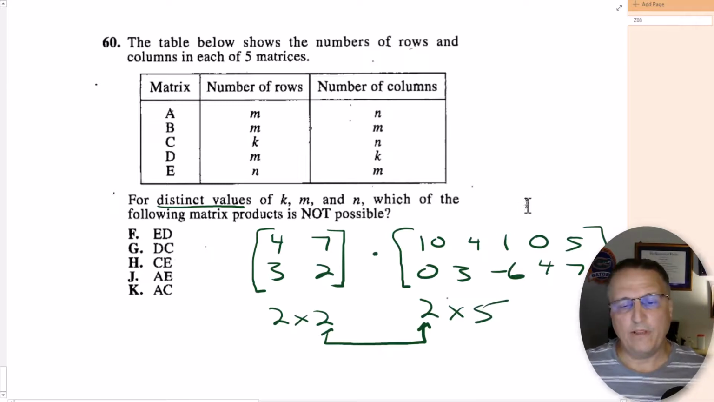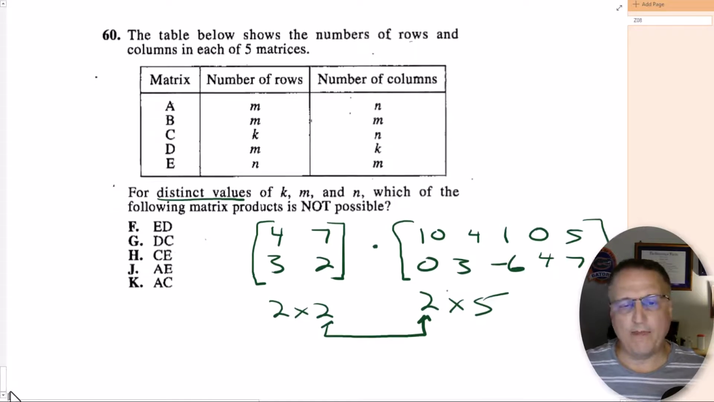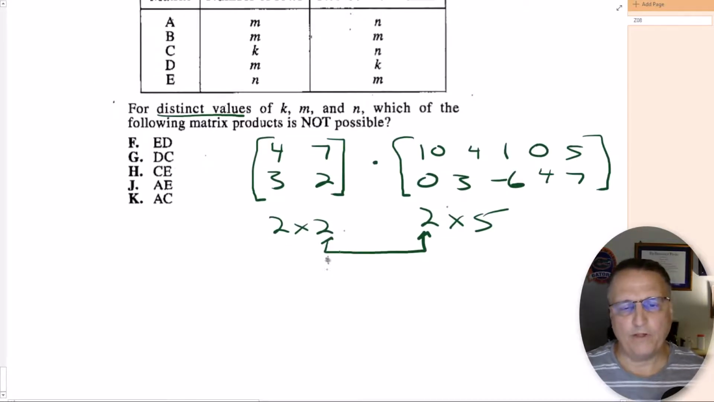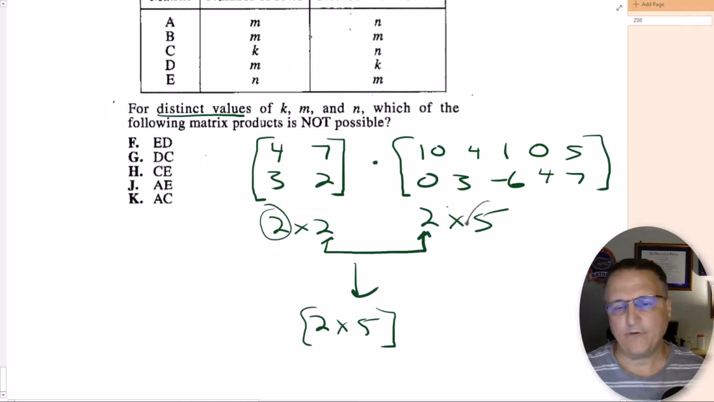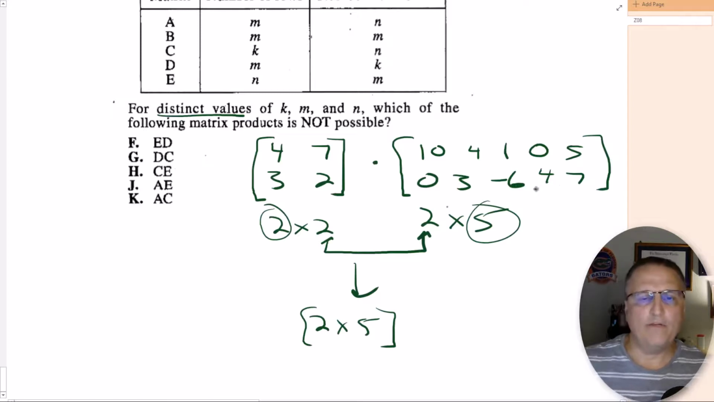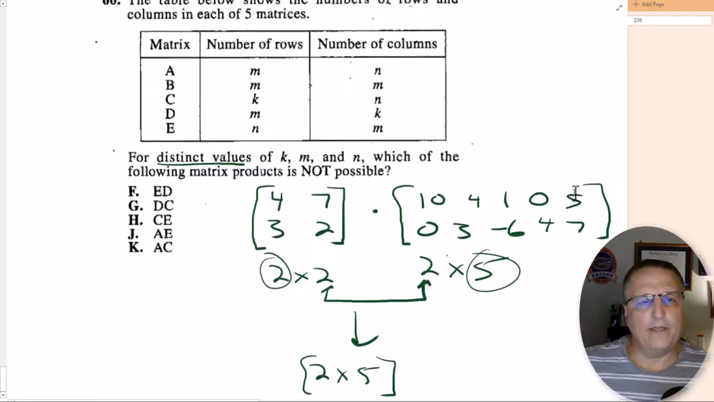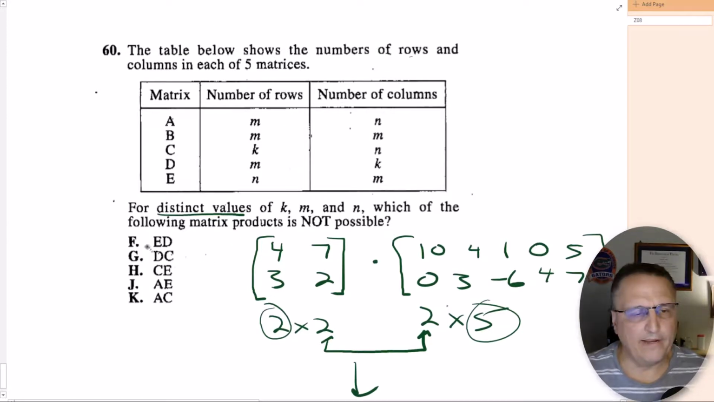Now, what would the dimensions be for that matrix after I did the multiplication? Well, that would yield a 2 by 5 matrix. In other words, the matrix that you get after you multiply will be the number of rows of the first one, and the number of columns in your product will be the number of columns in the second matrix. Well, if we apply this idea here, this means that if I'm going to multiply E times D, well, here's matrix E. It's an N by M, and matrix D is an M by K.